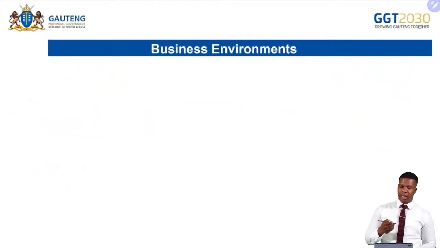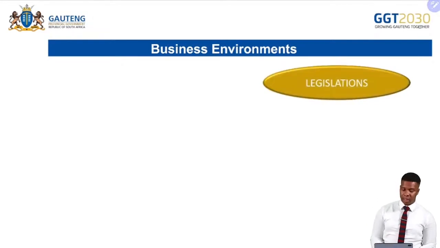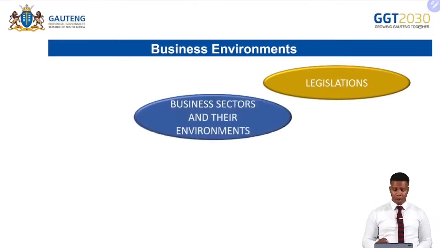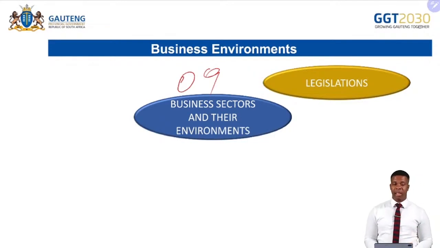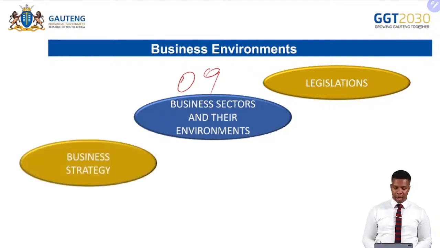Now let us look into the subtopics under the different main topics. The business environment has legislation, which is what you normally call acts, and then we also have business sectors and their environments. My advice for business sectors and their environments is that the mark allocation here is normally 9 marks, because you have to identify the sector that might be represented by the scenario. After that, you should be expected to identify challenges from a scenario and classify the challenges according to the environment, and thereafter state the extent of control for each environment.